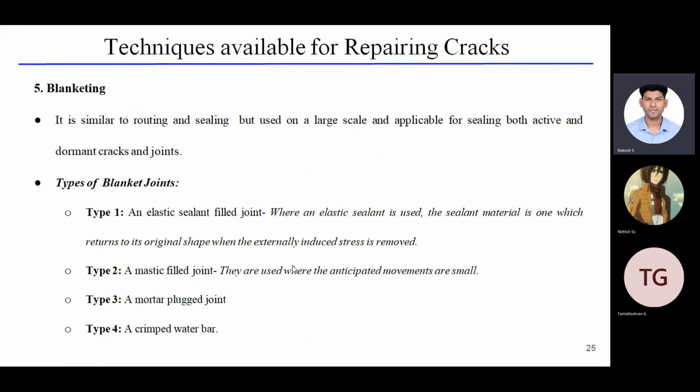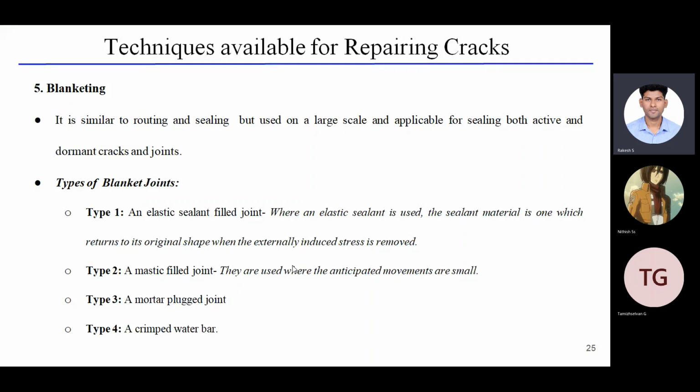Then comes blanketing. It is similar to routing and sealing, which we have seen in the first part, but it is used on a large scale and is applicable for sealing both active and dormant cracks and even in joints. These blanket joints have four types.